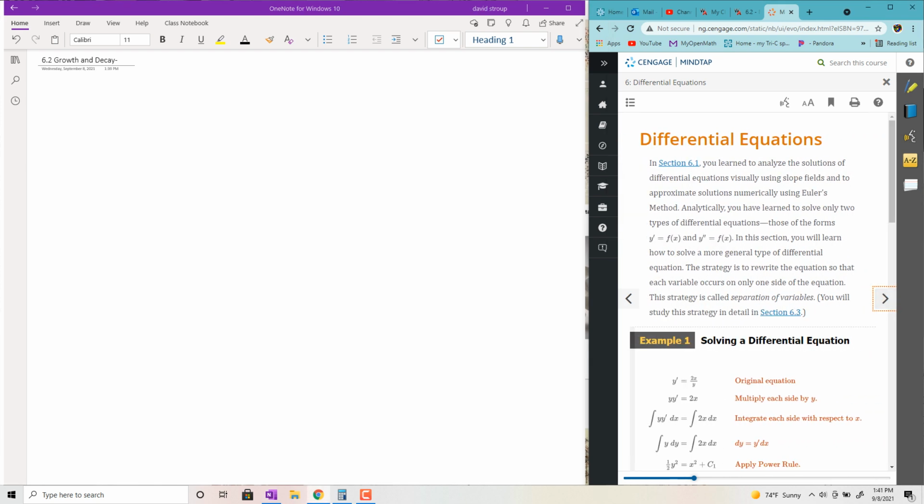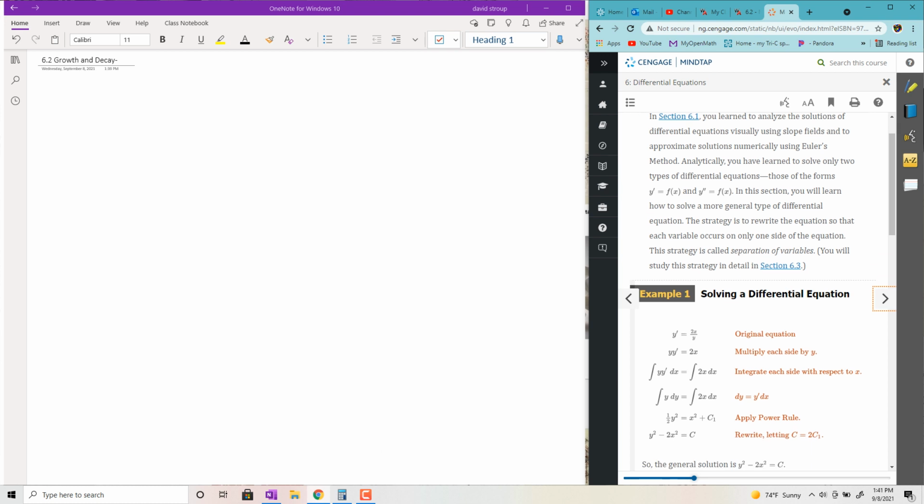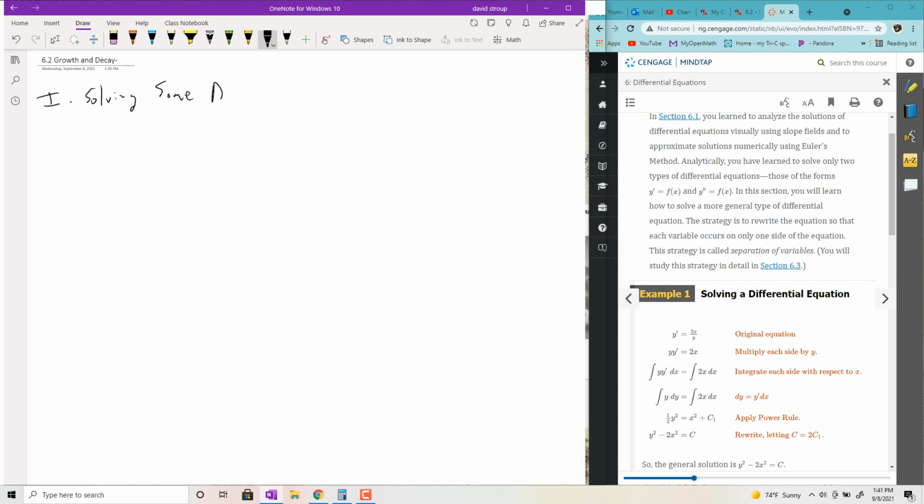Before we get too much into it, we need to be able to solve simple differential equations. We'll talk more about the methods for solving differential equations in 6.3 and 6.5, but we want to introduce it so you have some tools at your disposal. So section 1, solving some differential equations. We'll just say DE.